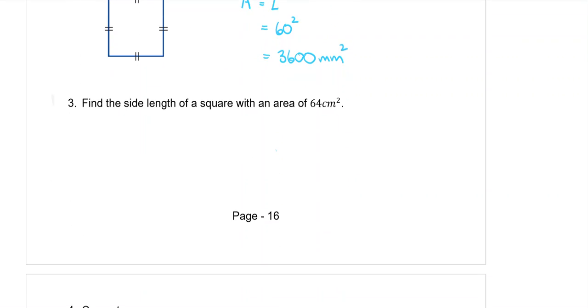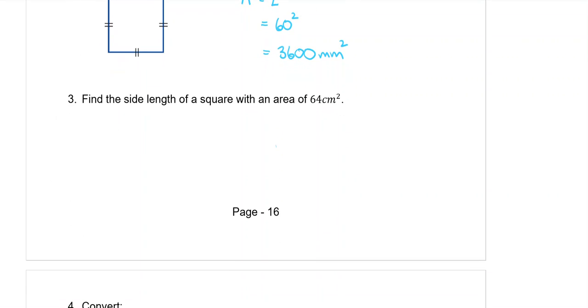Question 3. Find the side length of a square that has an area of 64 centimetres squared. So the area formula is A equals L squared. But the measurement that I'm given here, this is the A. That's the area, A. So when I put that into my formula, I have 64 equals L squared. And I want to find out what the L is equal to.